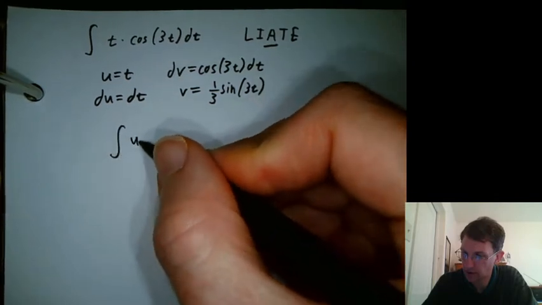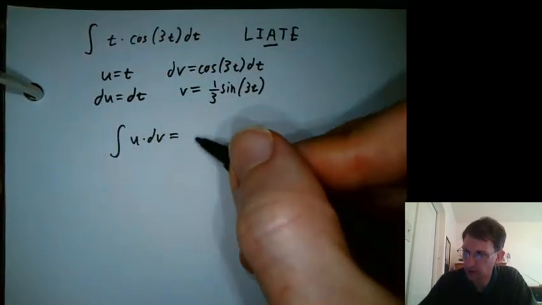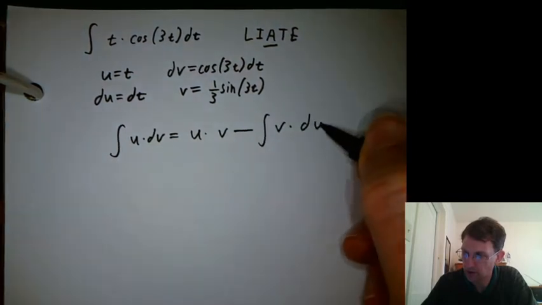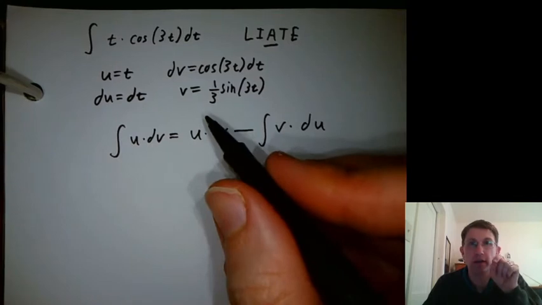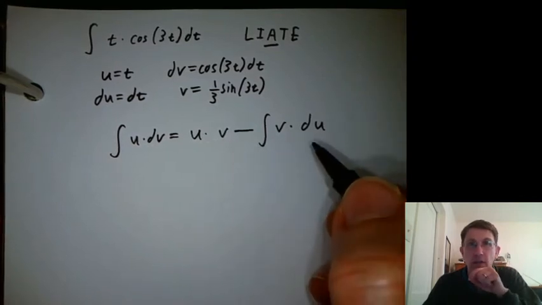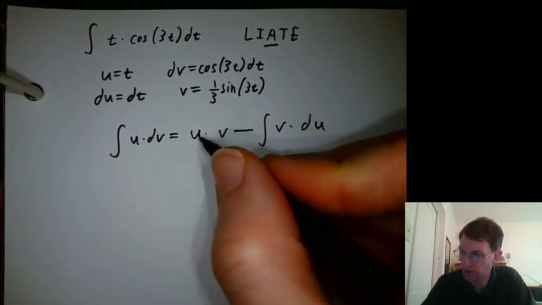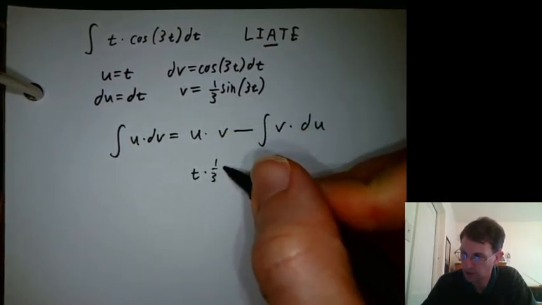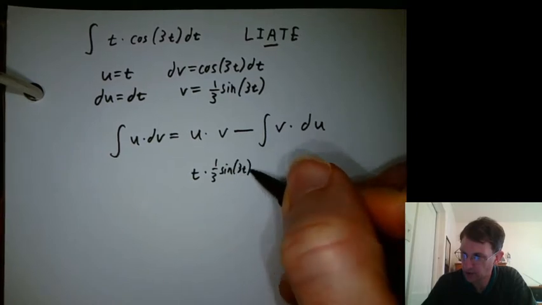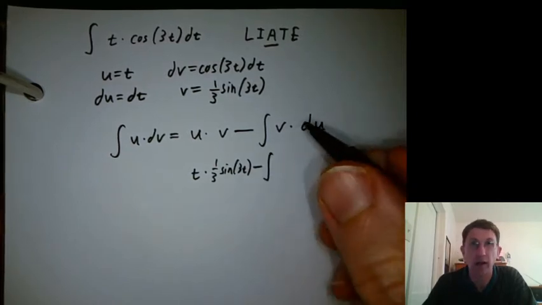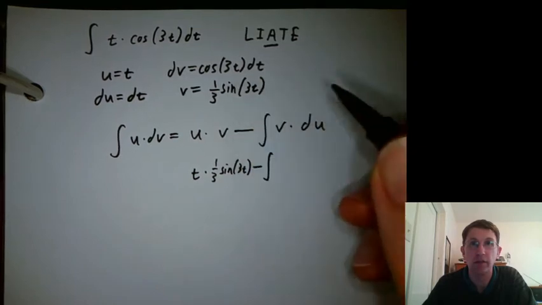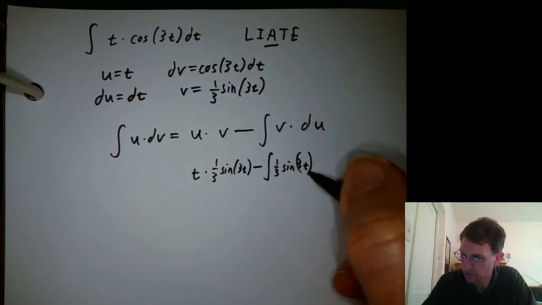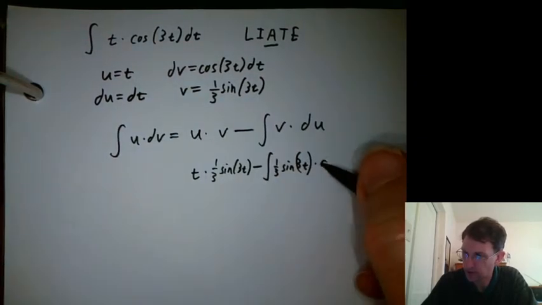All right, let's write the integration by parts formula. So integral of u dv, which we already have, equals uv minus integral v du. And then let's write each thing right underneath the associated part, just to help keep things nice and neat. So u is t, v is 1/3 sine 3t, minus the integral of v, 1/3 sine 3t, and du is just dt.